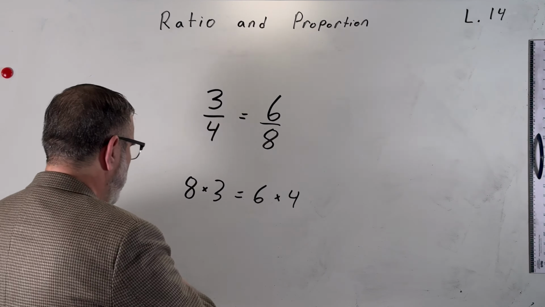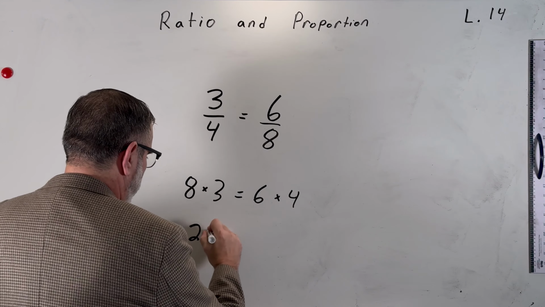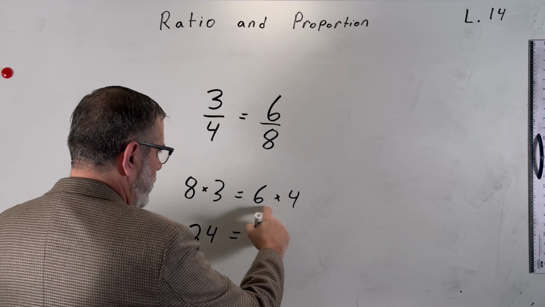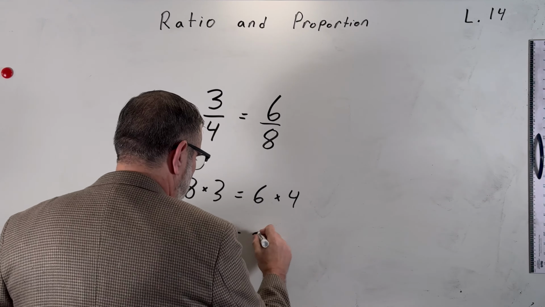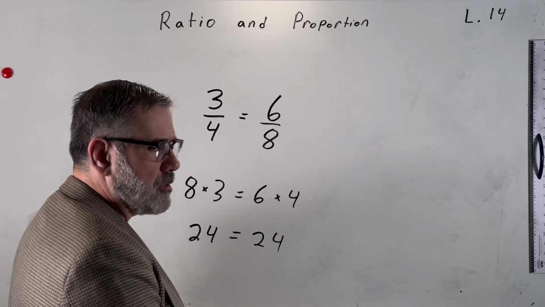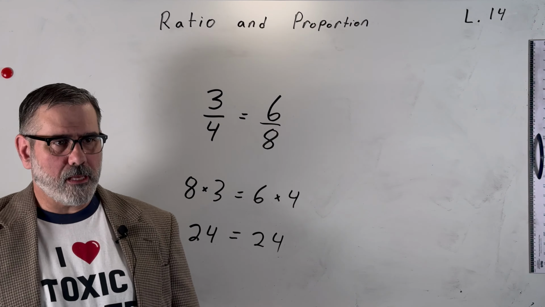So what is 8 times 3? 24. And is that equal to 6 times 4? What is 6 times 4? 24. Also 24. So we see that it is in proportion. So that's a way to test proportionality.